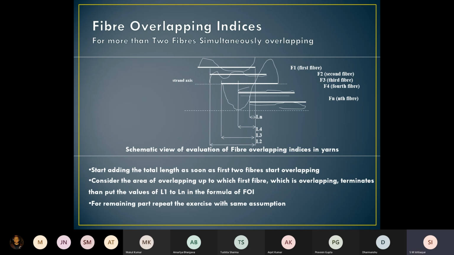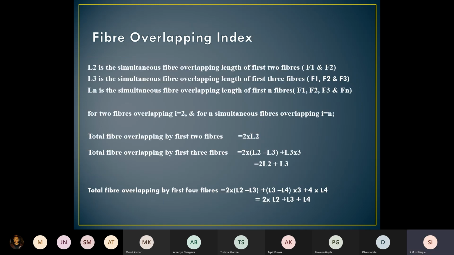And this length, how are we measuring it? This is 2 into (L2 minus L3) plus L3 into 3. What three fibers are there? So ultimately I will simplify it, and it will become 2L2 plus L3.